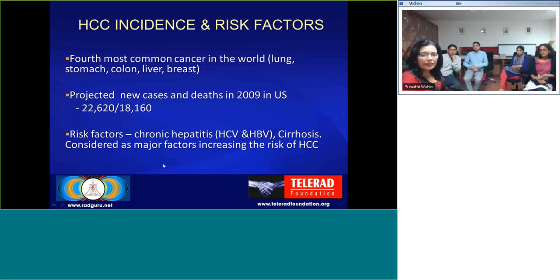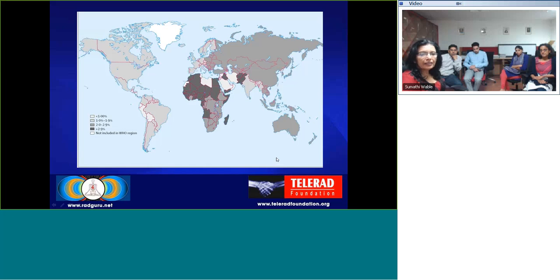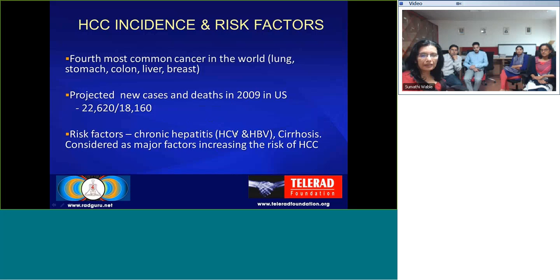Now, the risk factors for HCC, as you all know, are chronic hepatitis from either HCV or HBV infections, and cirrhosis due to other causes. This is the WHO map of endemic areas all over the world. Africa is the most endemic, and also East Asia, Southeast Asia, like China and those countries, and India falls somewhere in between. It is 1 to 2% who are considered HCV carriers.